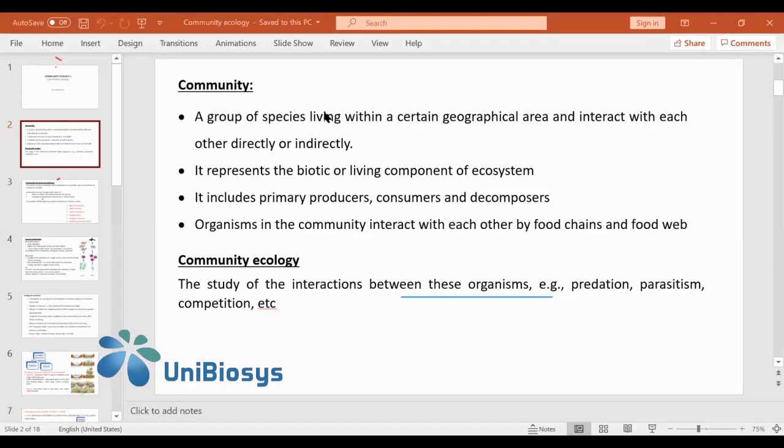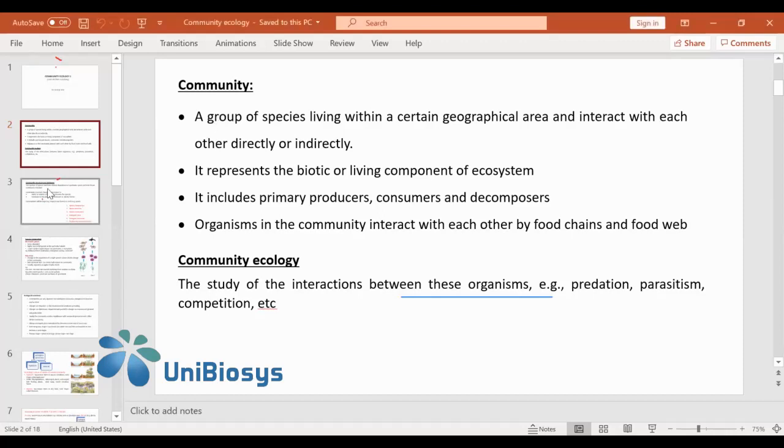In population ecology, we said that it is the study of interaction of the individuals in a population. If the individuals in a population are interacting, how they interact with each other is dealt with in population ecology, and again how they interact with the environment. Same here, in a community, the different populations or different species, how they interact with each other and how they interact with the surrounding environment, that study is known as community ecology.